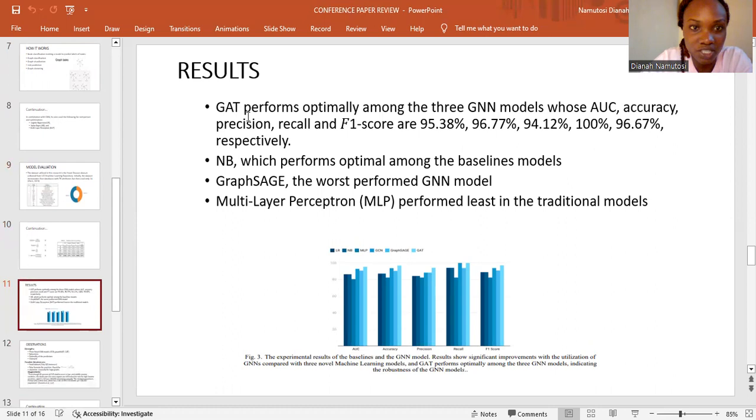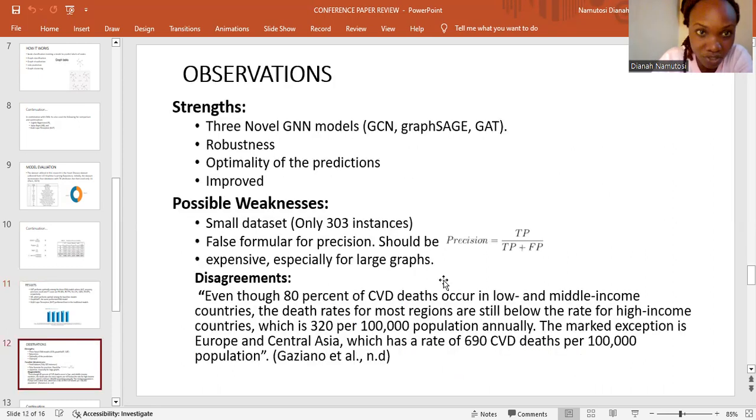We see that GAT performs optimally among the GNN models I mentioned above, and these are the results he got. In the traditional machine learning models, naive Bayes performed better, and GraphSAGE performed worse among the GNNs. Multi-layer perceptron performed the least in the traditional models, and this is a representation of the results he got.